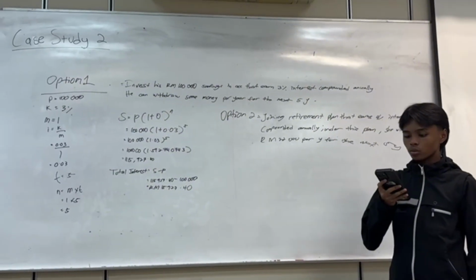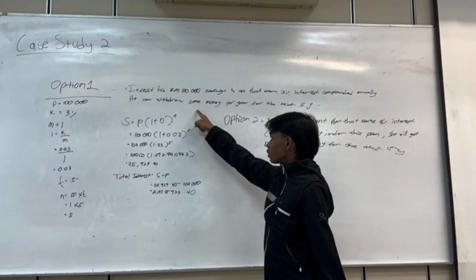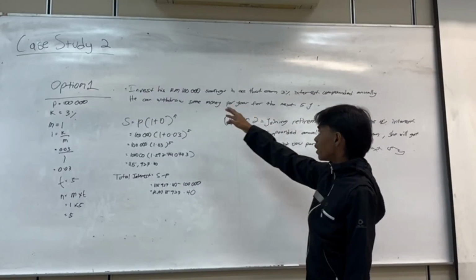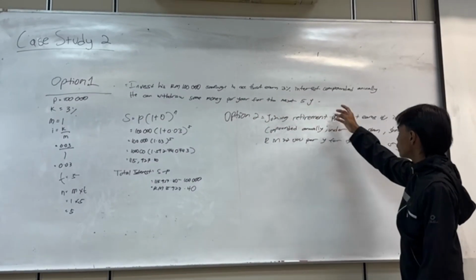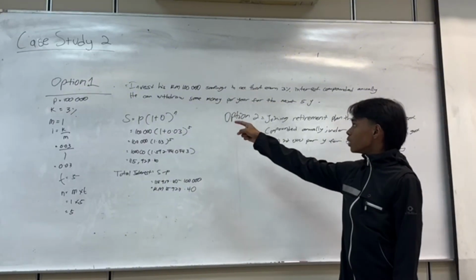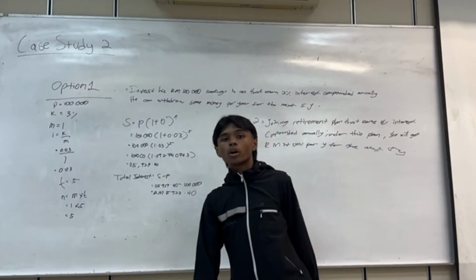The question is, Mr. Tan is planning to retire soon. He has two options. So, in my work, we have two options. Invest 100,000 savings in an account that earns 3% interest compounded annually. You can withdraw some money per year for the next 5 years. So I will explain one by one.